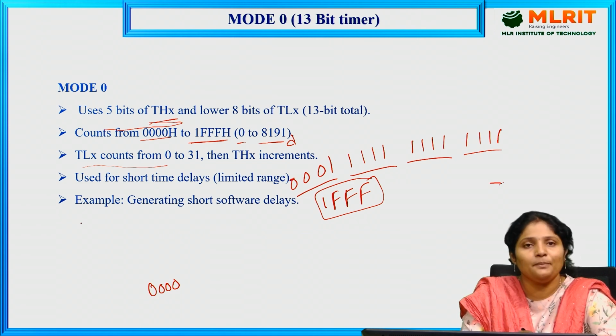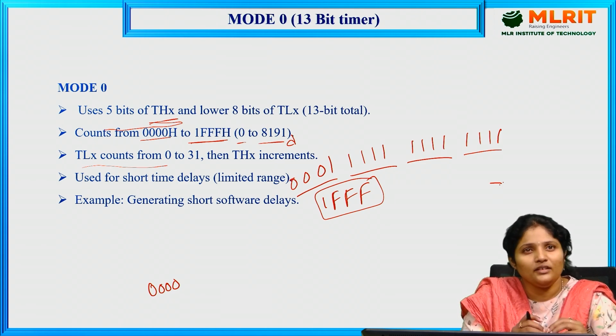In most cases, mode 0 is used to provide short time delays within the limited range of 8191. The most common example is to create short delays in the software itself.